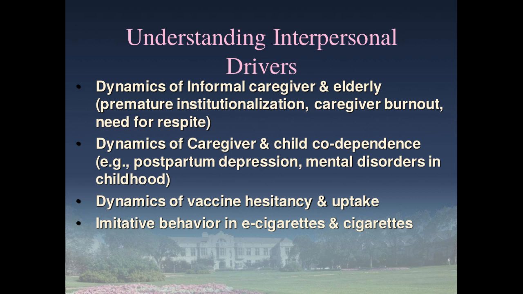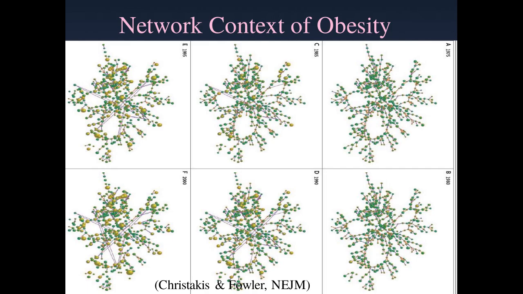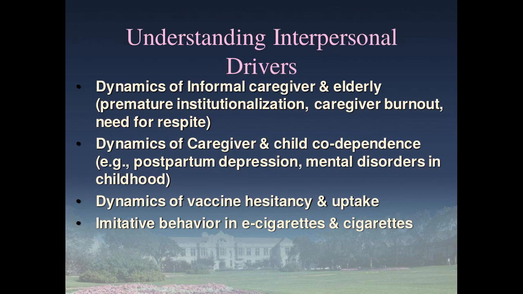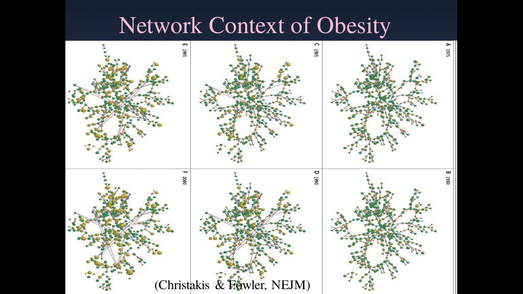When we're dealing with interpersonal interactions, whether it's vaccine hesitancy and uptake, imitative behavior of cigarettes and e-cigarettes, dynamics of caregiver and child, or caregiver and elderly interactions, we'd like to know what's driving the patterns that we see. Why are individuals coming unnecessarily to the ED, et cetera? We often need to understand these interpersonal issues, which are quite complex and not quite as amenable to traditional methods.